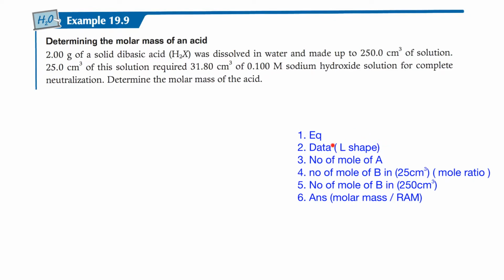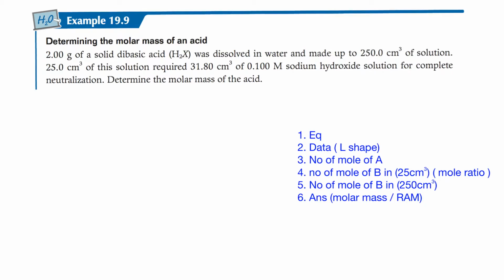So therefore, I emphasize the usage of the data: arrange them in an L shape, helping you to do the math. So we find the number of mole of A, then the number of mole of B in 25 cm cube. Normally the titration will be in 25 cm cube. I put bracket because it's not a must. So we use the mole ratio for that, and then we will find the number of mole of B in 250 cm cube. So therefore, we have an extraction here, and then we're going to find out the answers.